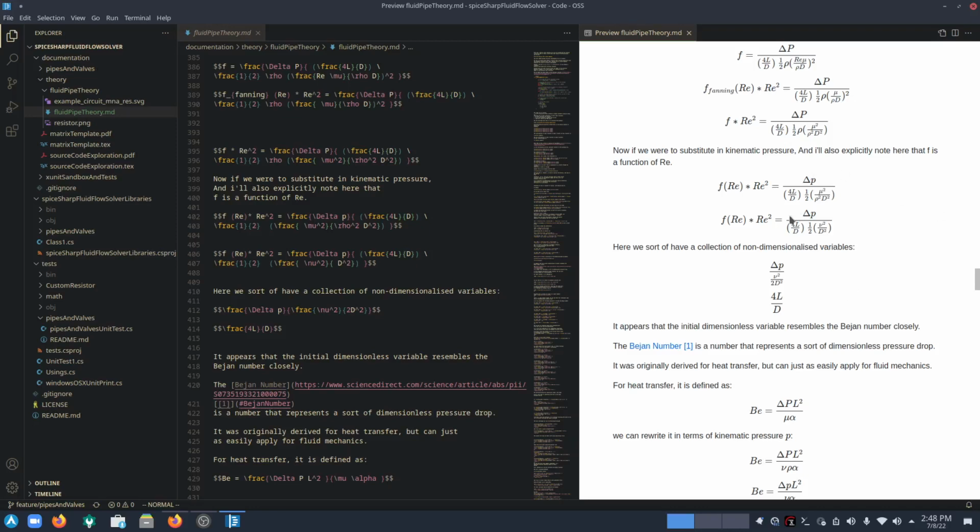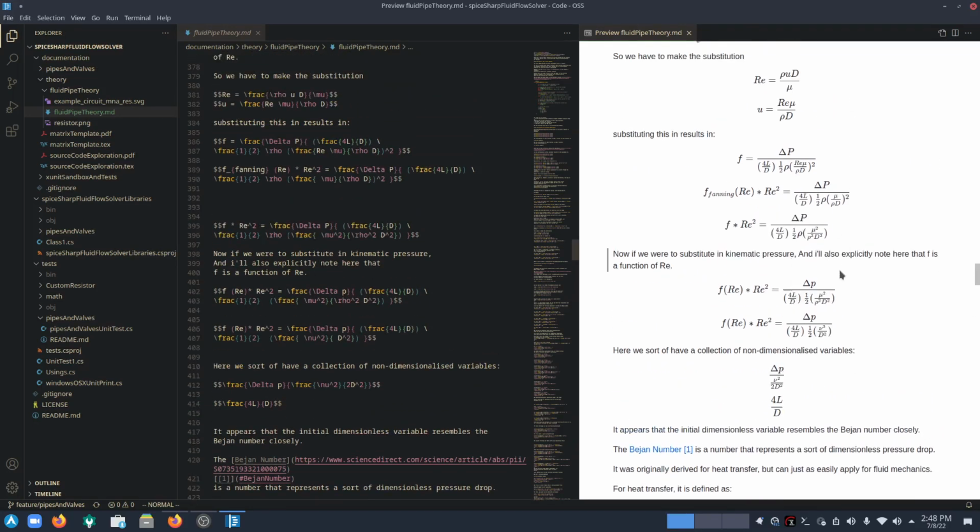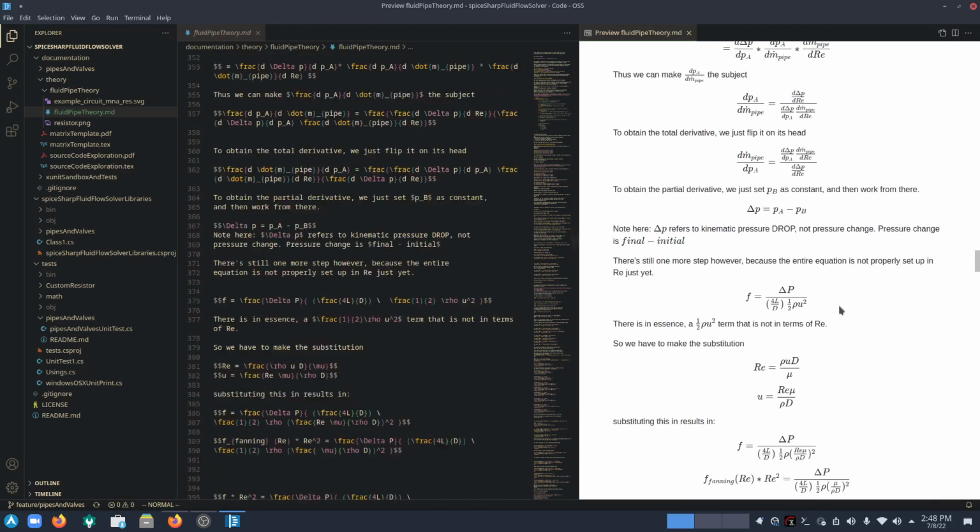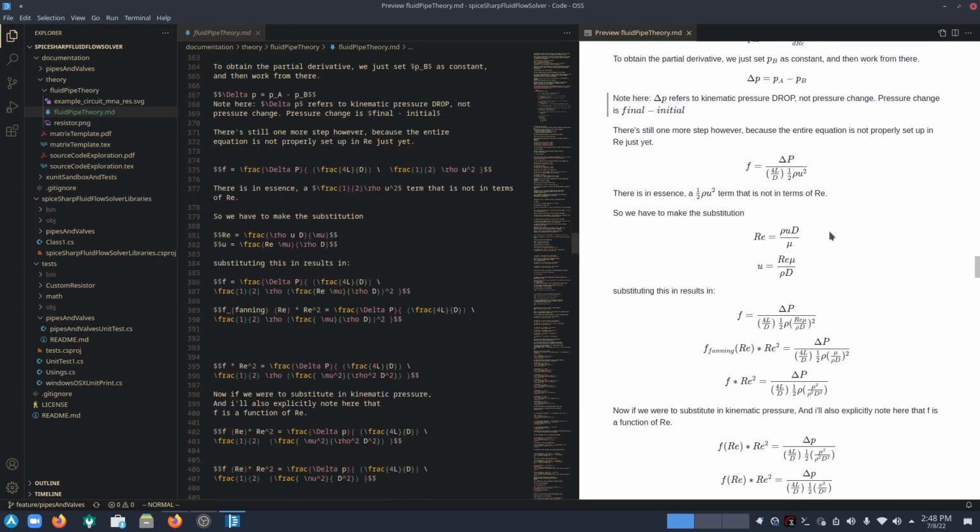In the last video, we were trying to find dDelta PDRE. That is for the calculation of Jacobians, which we want to get. So this dDelta PDRE is the critical one.